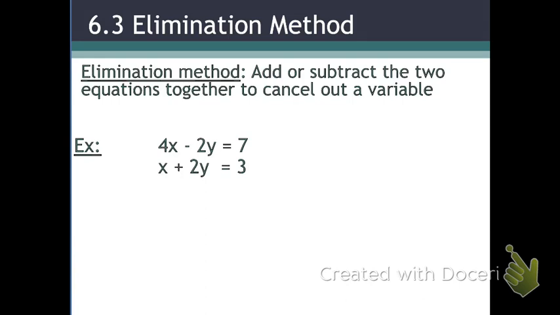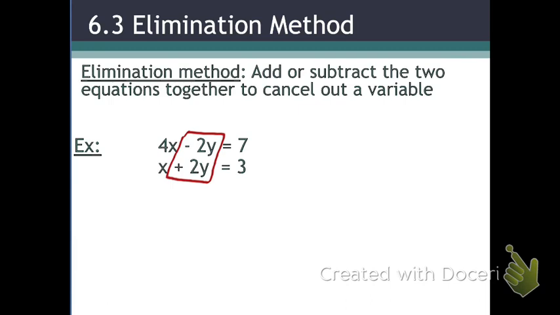Fraction coefficients can make this tricky, but when it's set up correctly, this can be a really efficient and helpful method. So the example here is a great example of a time that we would use the elimination method, and what you'll notice here is that our y values are the same. One is negative, one is positive, which is helpful, but when we have the same coefficient, the same number of y's in our equation, we are set up perfectly for the elimination method.